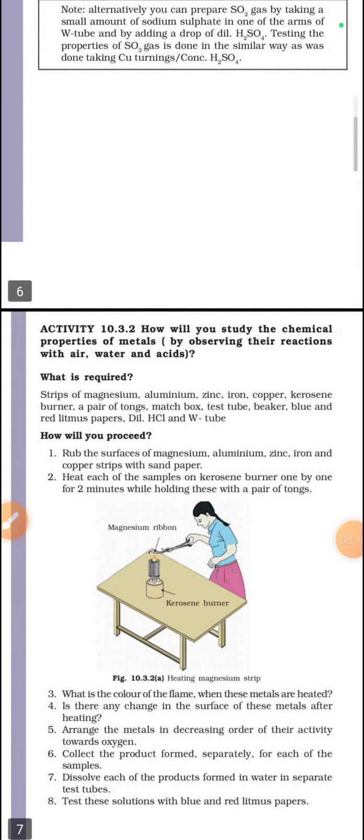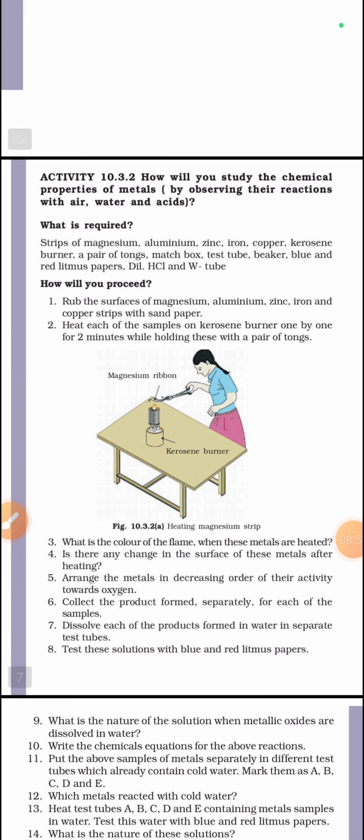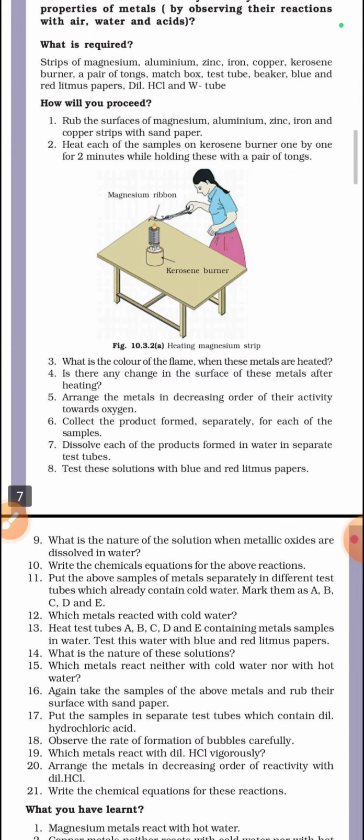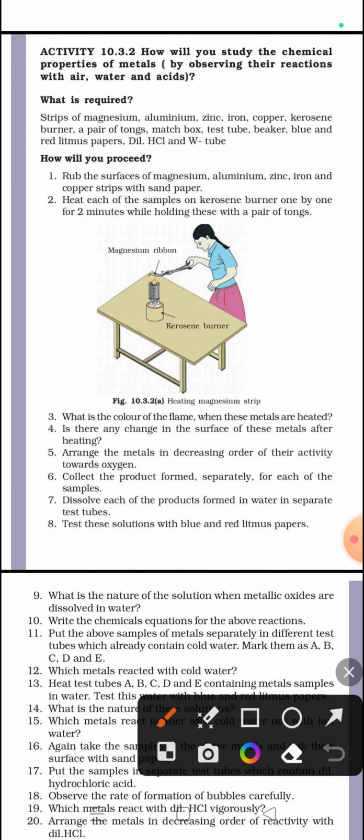Next activity. How will you study the chemical properties of metals by observing their reaction with air, water and acids? Rub the surface of magnesium, aluminium, zinc, iron and copper strips with sand paper. The reactivity of the different metals is different.